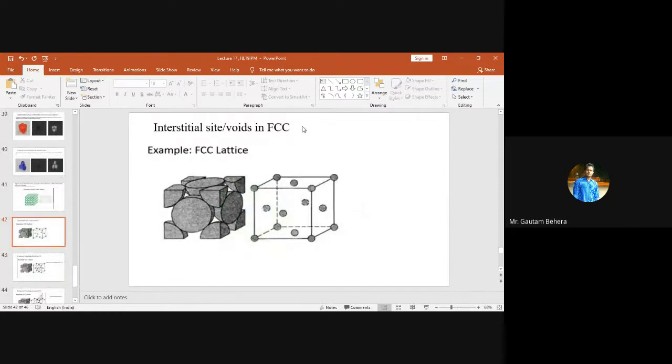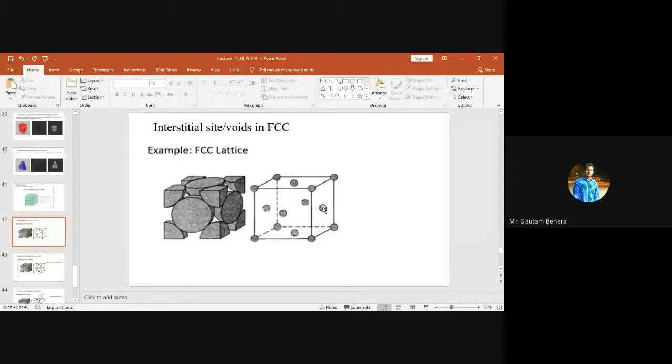Now interstitial sites or voids in FCC. This is the important part to be discussed. So you can see this is an FCC structure, right? Same picture is over here, right? That means 8 atoms are at the corners of the cube, and one atom sits at the center of each face, right? This one, this one, this one, and this one, all are face centered atoms. So 8 atoms at the corner positions of the cube, and each face center will have one atom, that is face centered cubic.